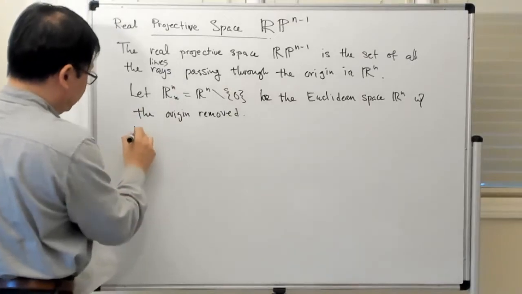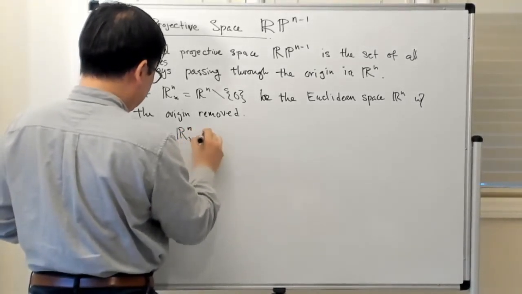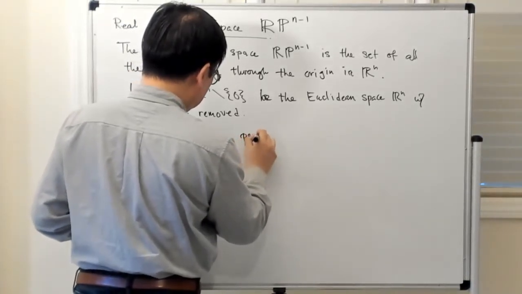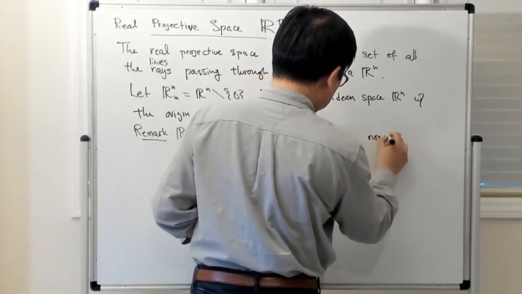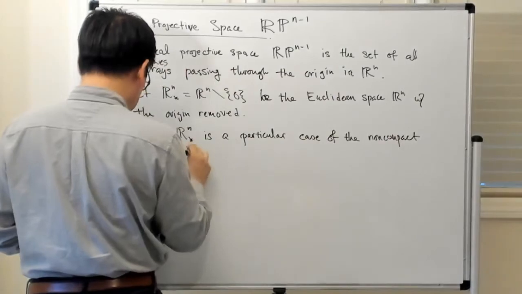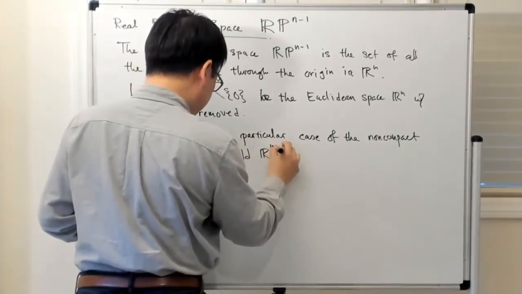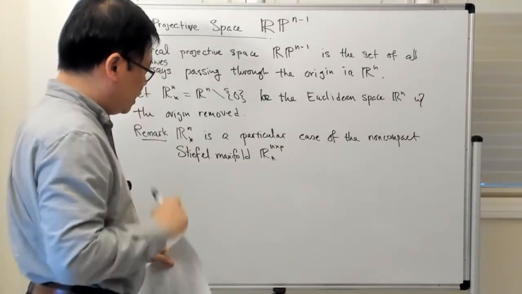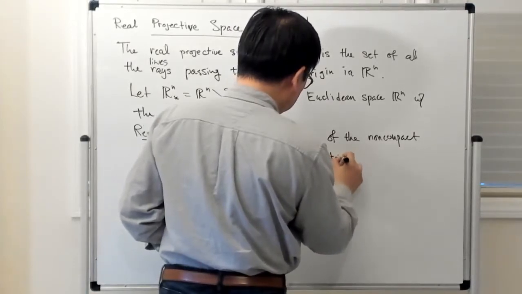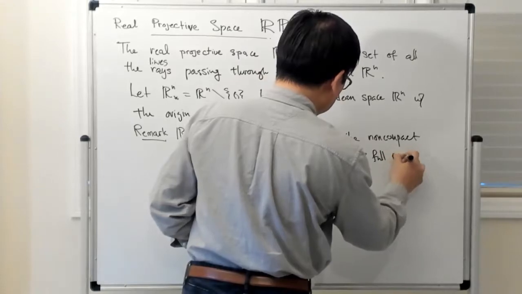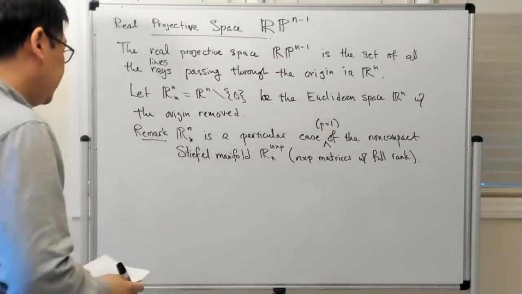Okay, and then let me just remark that R^n_* is a particular case of the non-compact Stiefel manifold. So this is the set of n by p matrices which have full rank. Well, the obvious case is that it's the p equals 1 case of the non-compact Stiefel manifold.